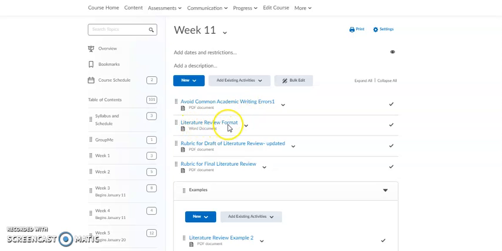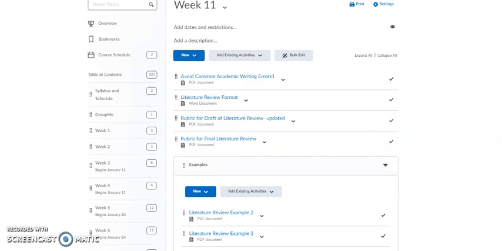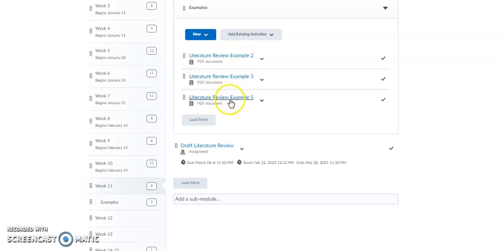Here is your literature review format, which we'll go over in a second. Here is the rubric for the draft, and here is the rubric for the final literature review. The rubric for the draft is a part of the final literature review, but I wanted to put both of them there so that you can see what the expectations are for the final one and how the draft is building on the final one. I also put 3 examples of literature reviews for you so that you can look at them. And then here is your Dropbox for the draft of the literature review.